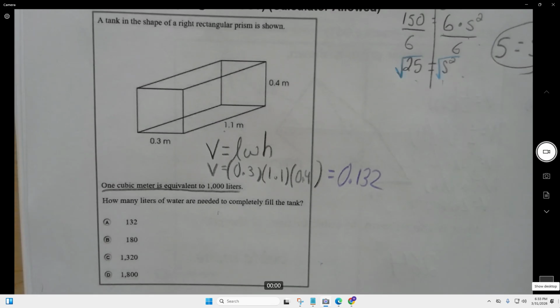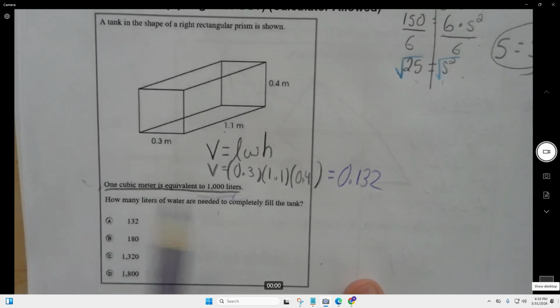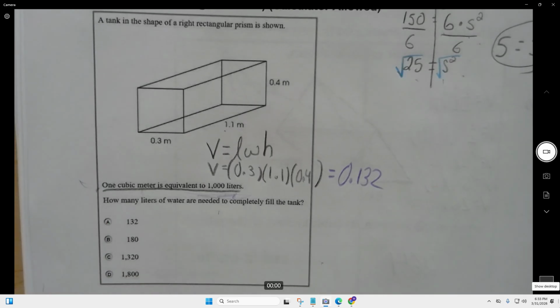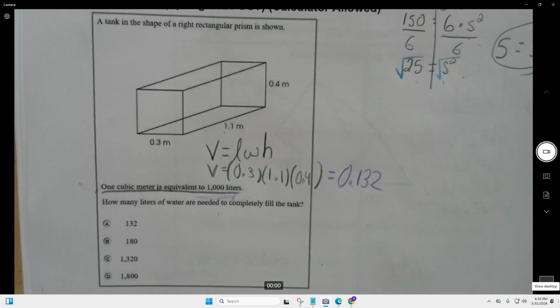But then you remember that you need to figure out liters. 1 cubic meter is equivalent to 1,000 liters. So if you were to find out how to do that, okay, if 1 liter, oh my goodness. I apologize, I've been recording for so long today, I'm losing my way of talking.